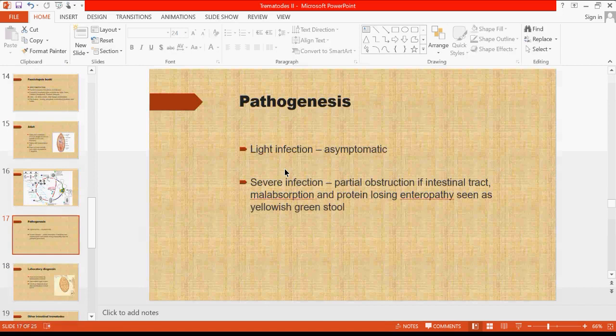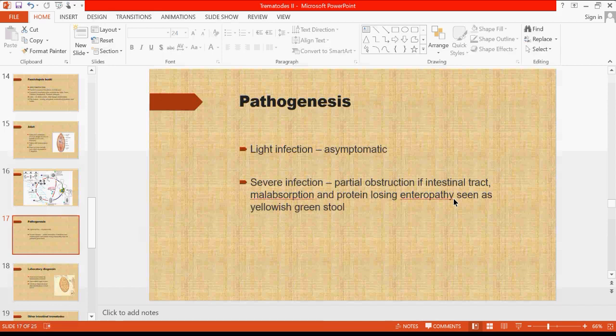And again, these are 7 centimeters long, so they attach to the intestinal wall and cover the whole intestine. Therefore, absorption will be less. Absorption of vital nutrients will be hampered in such cases. So the patient will have malabsorption, or protein-losing enteropathy will be the next symptom, and the patient may show a yellowish green type of stool.